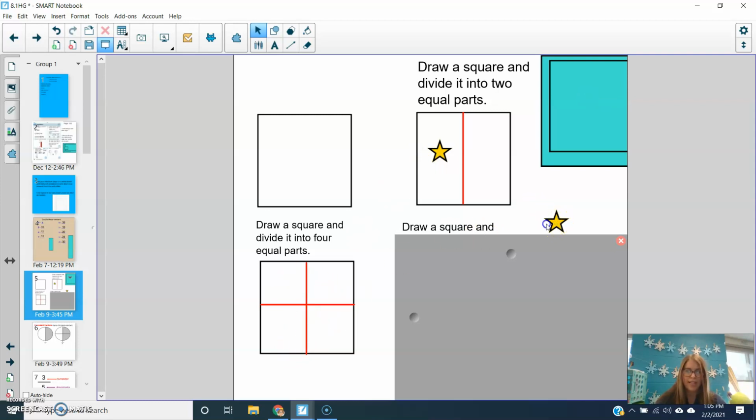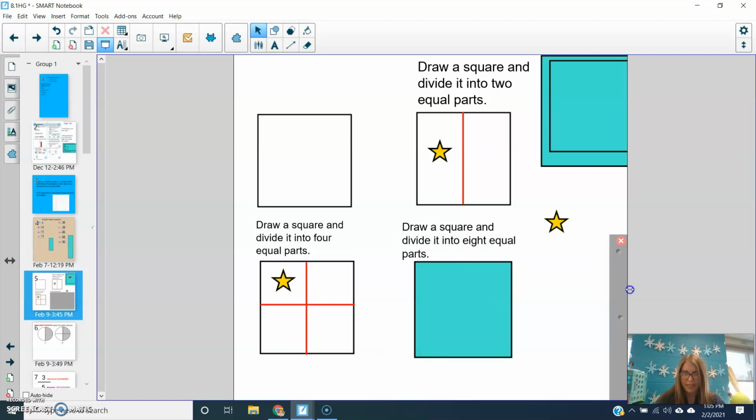Now, what if I take a star again and I put a star in one part? What fraction has the star in it? So I would have 1 out of the total of 4. So 1/4 of my pieces is covered with a star. Let's try one more problem like this.